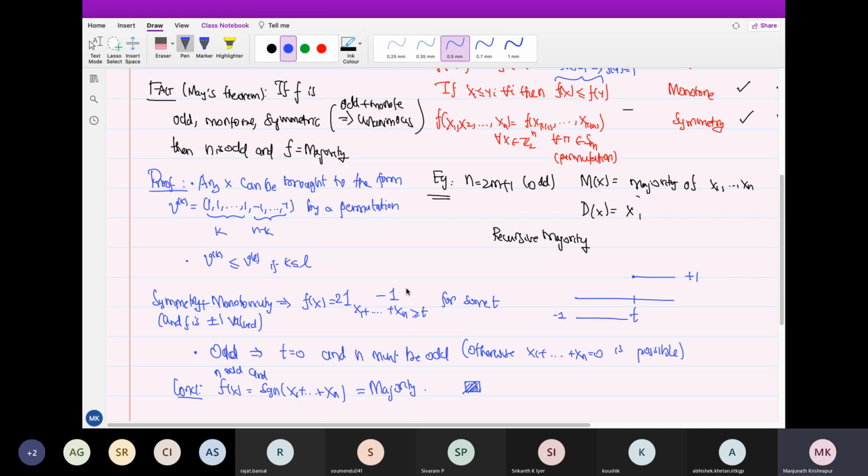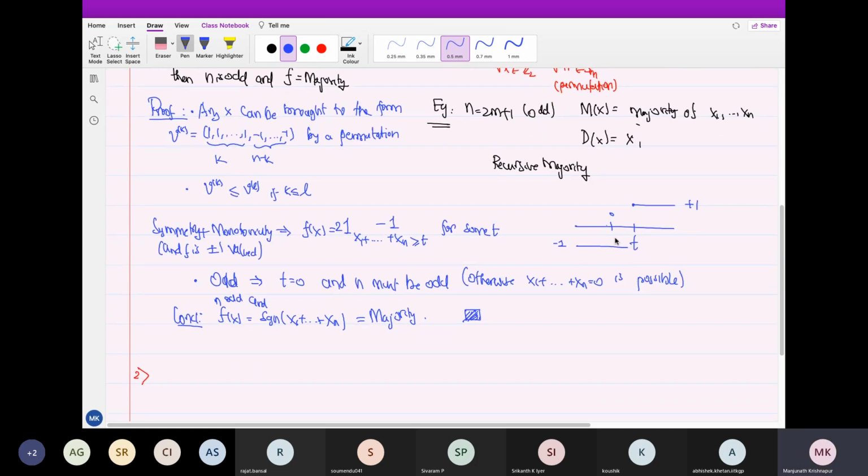Earlier I had written a function which was taking 0, 1 valued, and then the odd, I mean actually I just glossed over it because I wasn't thinking. So this is right. So this is ±1. So now you want this to be an odd function. So t better be 0, and also that value should not be attainable. So that is x1 plus x10 should not be 0. So that's all. Yeah, thanks. This is an important point.